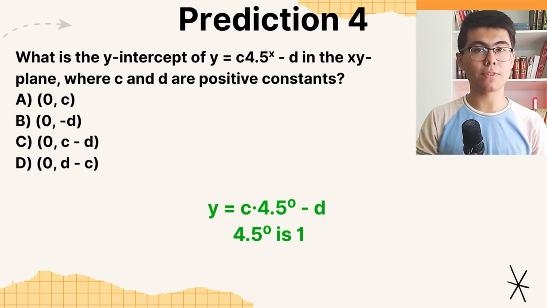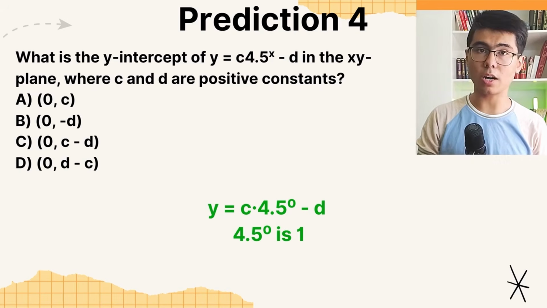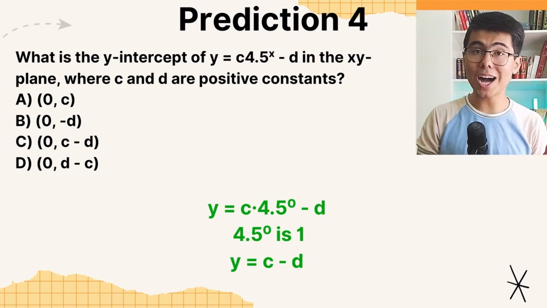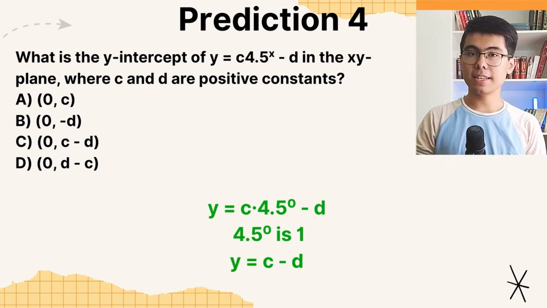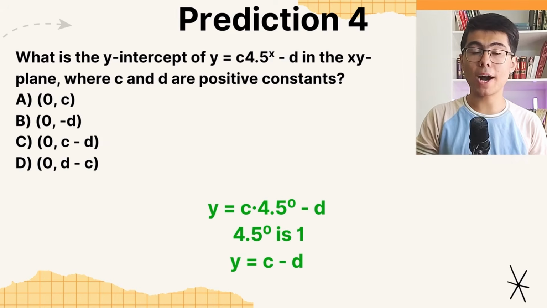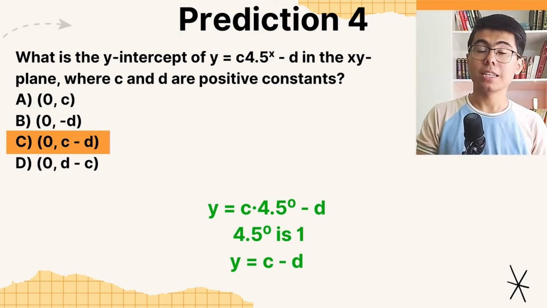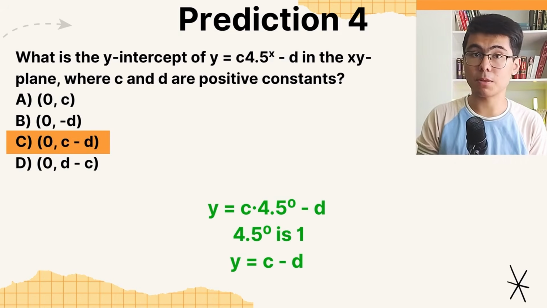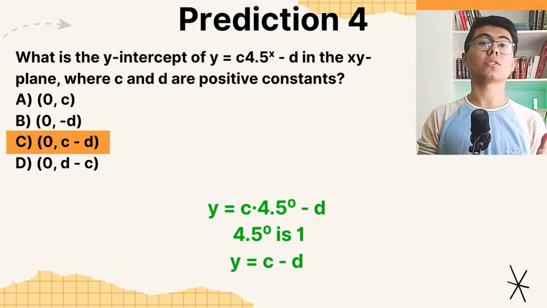So 4.5 to the power of 0 is 1. So this simplifies to y equals c minus d. And this is exactly how we find the y-intercept in any function. Set x equals 0 and simplify. Now let's check the answer choices.